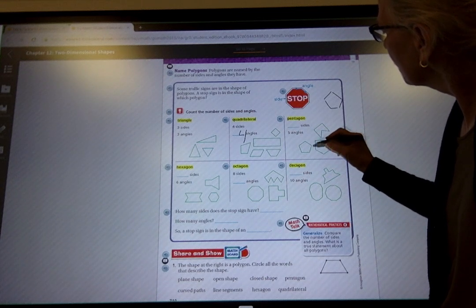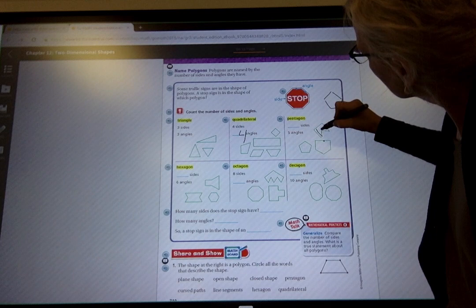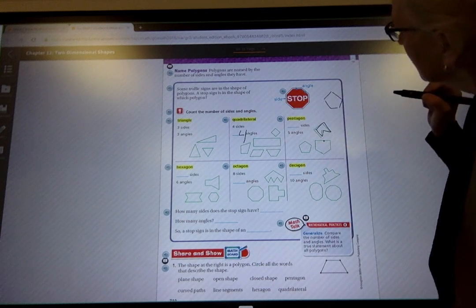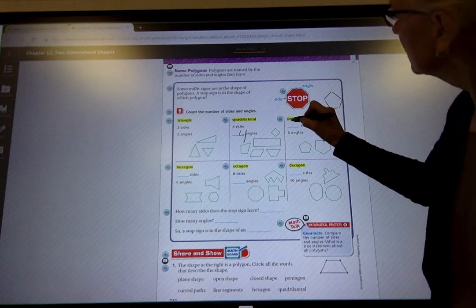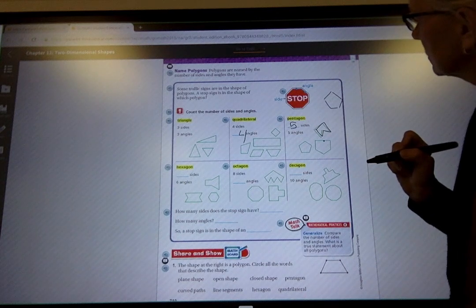1, 2, 3, 4, 5. Let's see here. 1, 2, 3, 4, 5. Yeah, 5 sides and 5 angles.